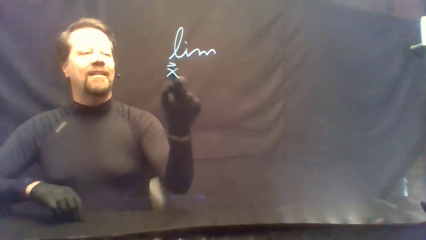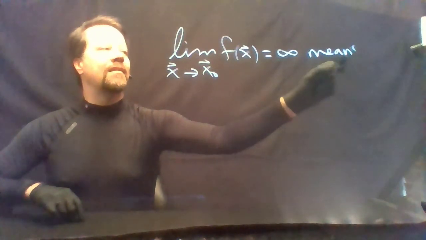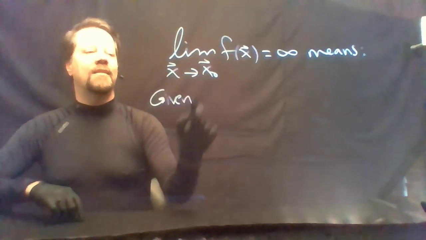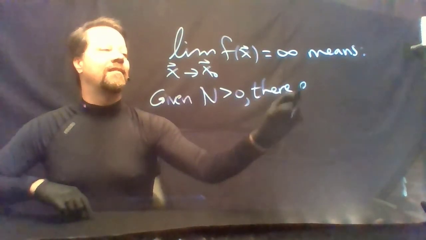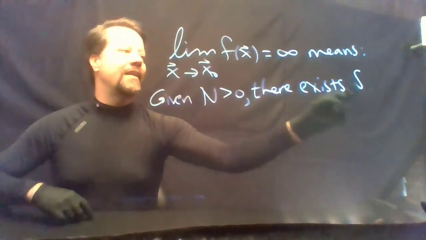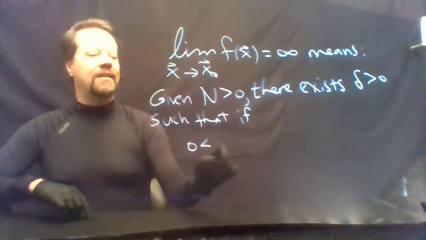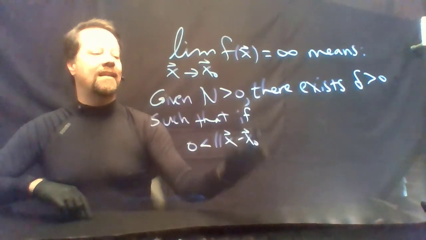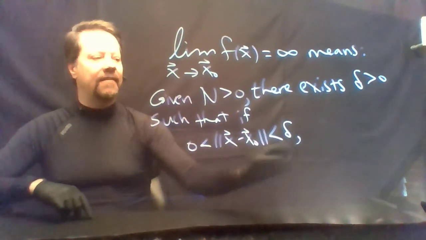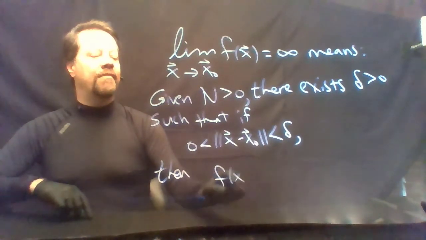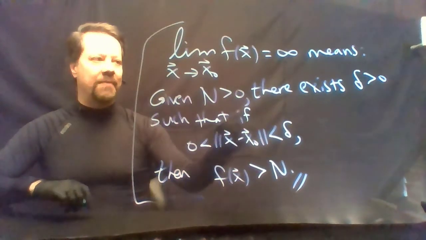The limit as x tends to x naught of f of x equals infinity means, given N greater than 0, a measure of bigness in the range, there exists a delta greater than 0 such that if 0 is less than the norm of x minus x naught is less than delta, so x doesn't stray more than delta units away from x naught in the domain, then the function value will be bigger than the measure of bigness N. That's what the definition for limits being equal to infinity will mean.